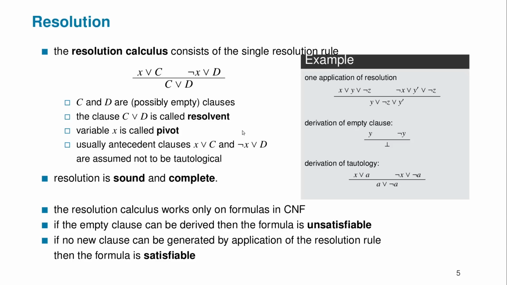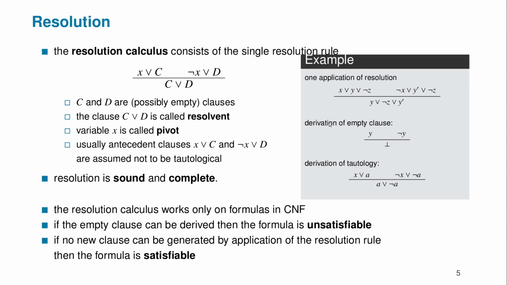And X or C and not X or D are called antecedents, and we assume that they are not tautological. What we are also not interested in is deriving a tautology, because what we want to do is derive a contradiction, meaning that we want to apply the rules such that we can show that the formula under consideration, which is a CNF formula, is unsatisfiable by deriving the empty clause.